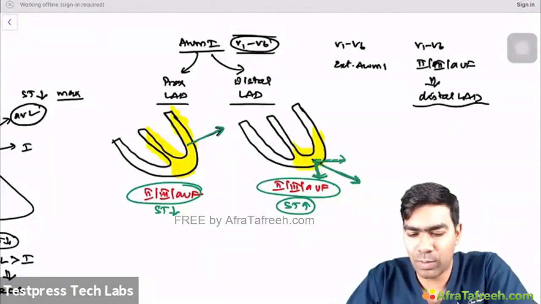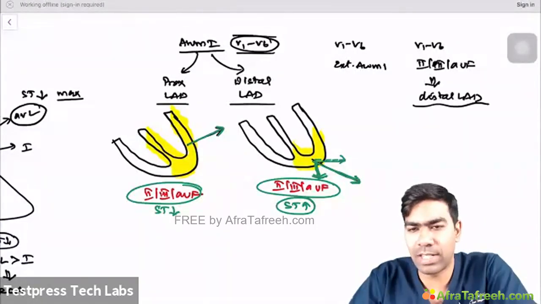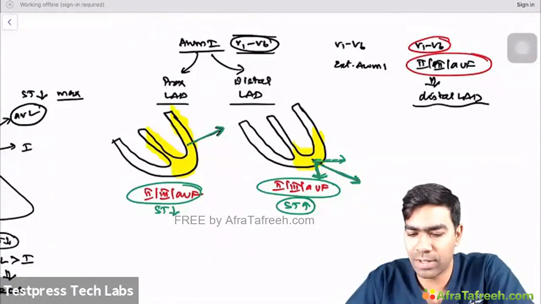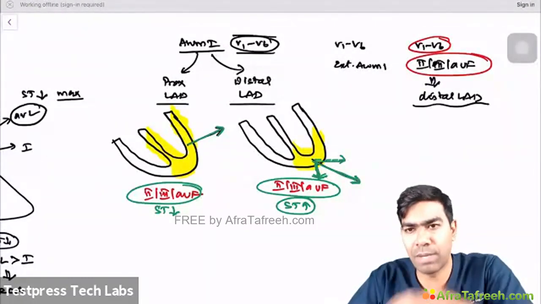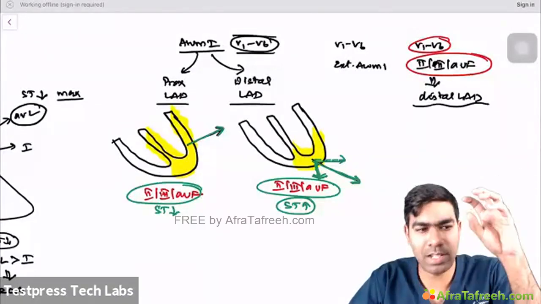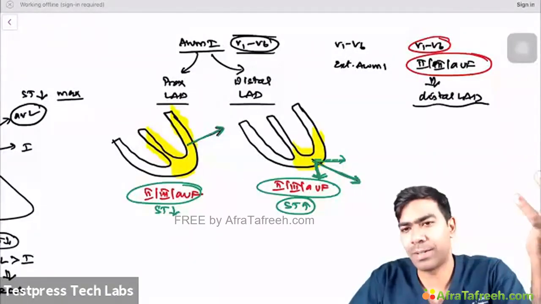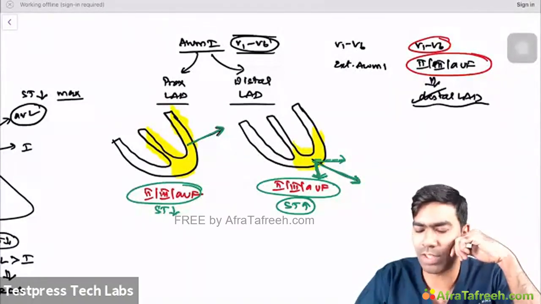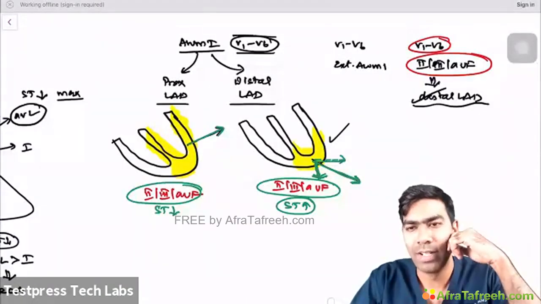This is one of the logical pitfalls of the ECG, at least for beginners. When you see elevation in V1 to V6 and in 2, 3 and aVF, you'll be thinking that you are seeing a very big MI. In fact, it's affecting the inferior wall, it's affecting the anterior wall also, but very often it will be a distal LAD lesion because of the vector distribution, which I've shown here.